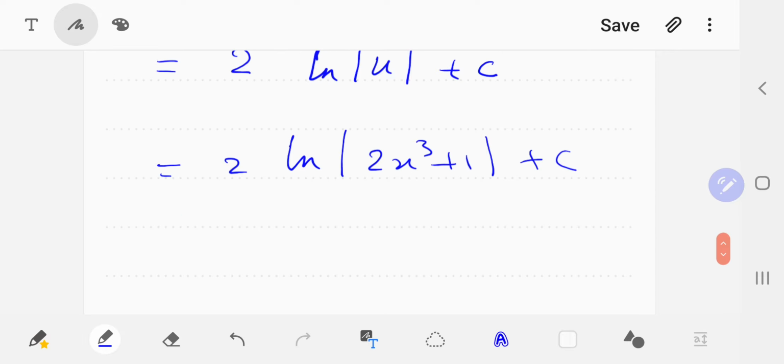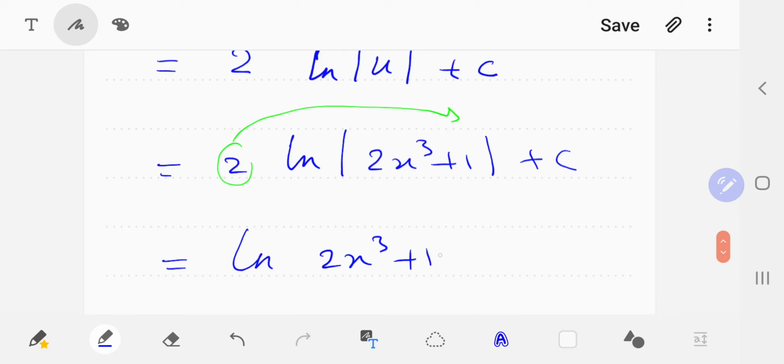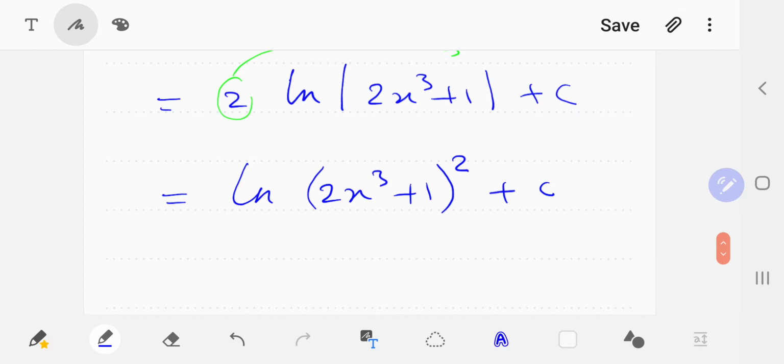plus c. And again, we can use the properties of ln, so the 2 can be taken up if we want from the properties of ln. So this can be written as ln of (2x cubed plus 1) all squared plus c, and in this case again I can remove the absolute value since a square makes everything positive.